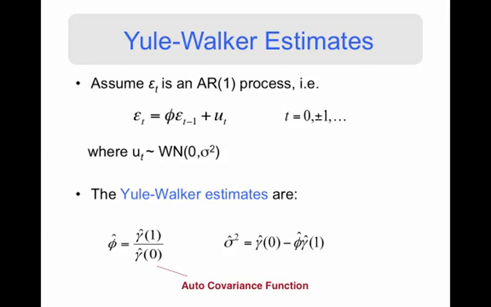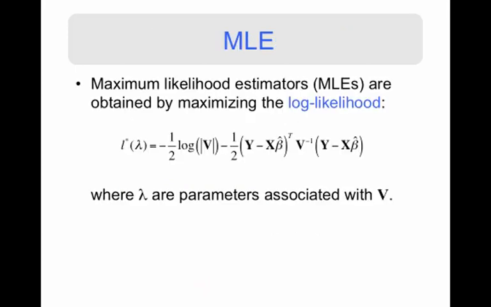Once we've computed these entities, we have an estimate of the correlation parameter phi hat, and also an estimate of the variance sigma squared hat. This is very easy to compute, as we have a closed form solution for these two parameters. However, this only works for AR processes. If we're using more complicated processes such as ARMA 1,1, we have to use either restricted maximum likelihood or maximum likelihood. Now what's the difference between these two techniques?